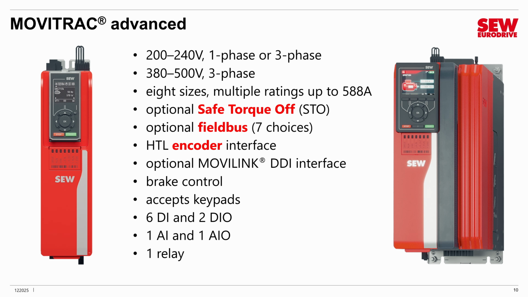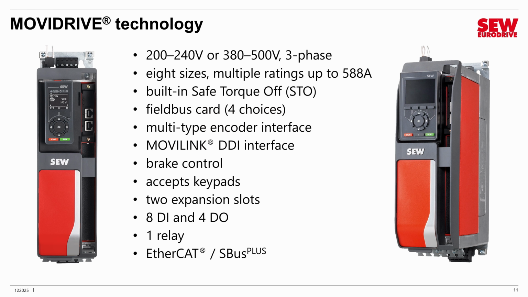Now let's move our way up to the MOVIDRIVE technology, which I want to spend more time on since it's the focus of this class. As you can see, it comes in 2 voltage ranges, 3-phase only. It comes in 8 sizes with multiple ratings in each. It includes safe torque off as a standard feature. It includes a field bus card as a standard feature, and there are 4 choices. It has an encoder interface that communicates with multiple encoder standards, very handy.